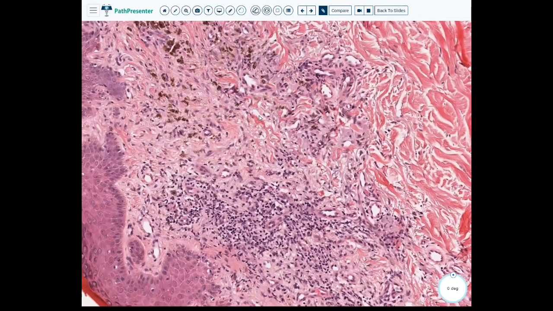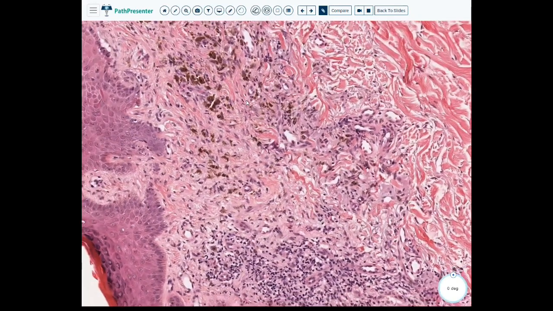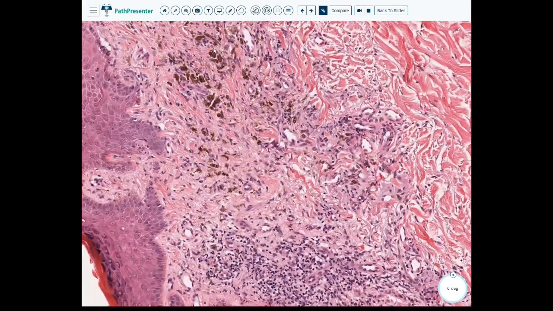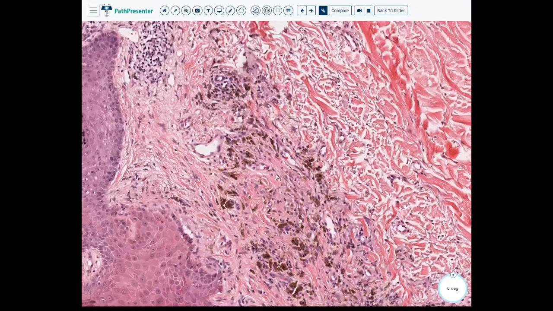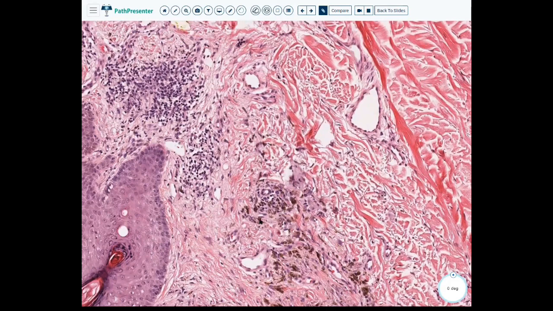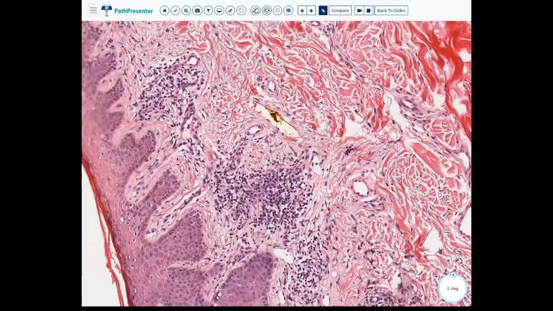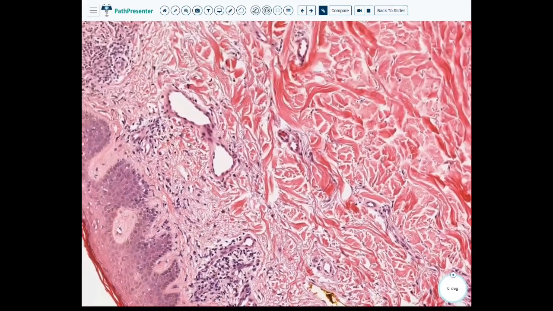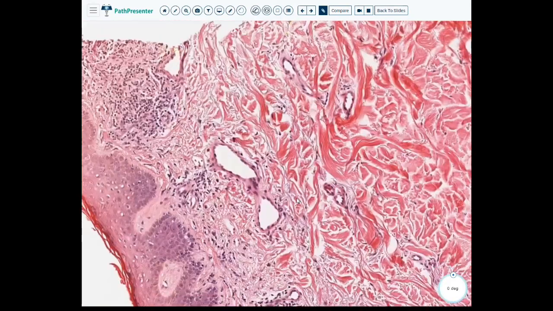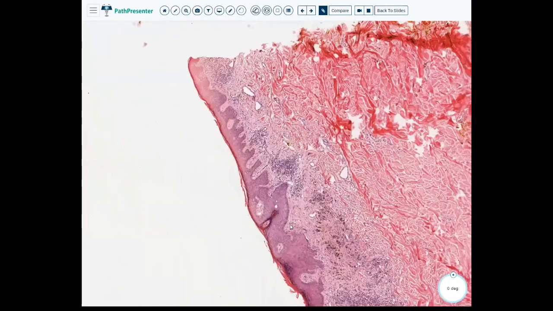Okay, so it looks like we have, again, maybe some pigment incontinence. These look more like macrophages or melanophages because they're filled with melanin pigment. We have some non-specific superficial dermal lymphocytic inflammation that's mostly perivascular. Okay, so that piece actually wasn't too interesting.